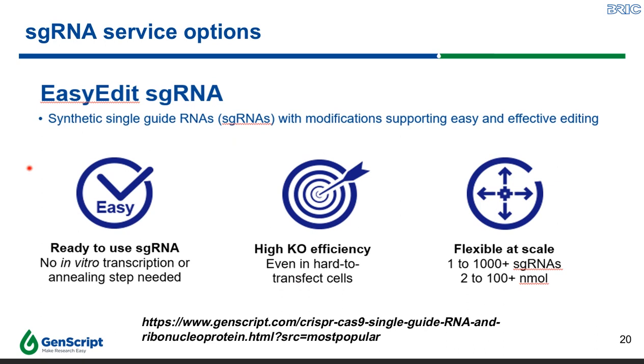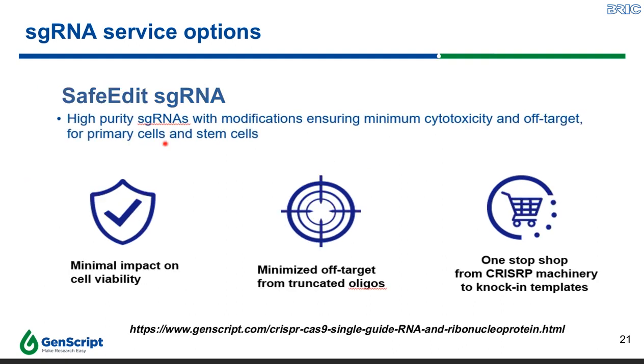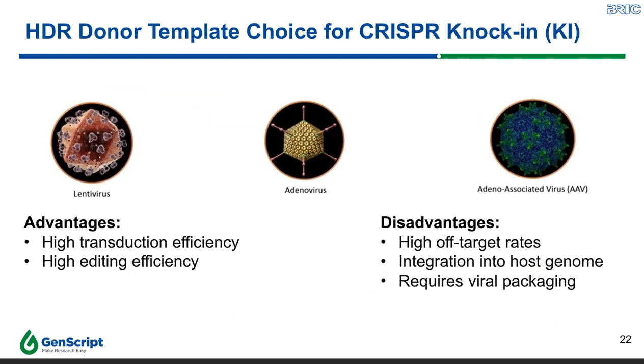Currently, GenScript offers two different types of sgRNA, the EasyEdit sgRNA and the SafeEdit sgRNA. Both sgRNA types can achieve similar editing efficiency. The only difference is that the SafeEdit sgRNA has a higher purity to ensure minimum cytotoxicity and off-target rate, especially for projects that involve primary cells and stem cells. So that's all for the CRISPR knockout.